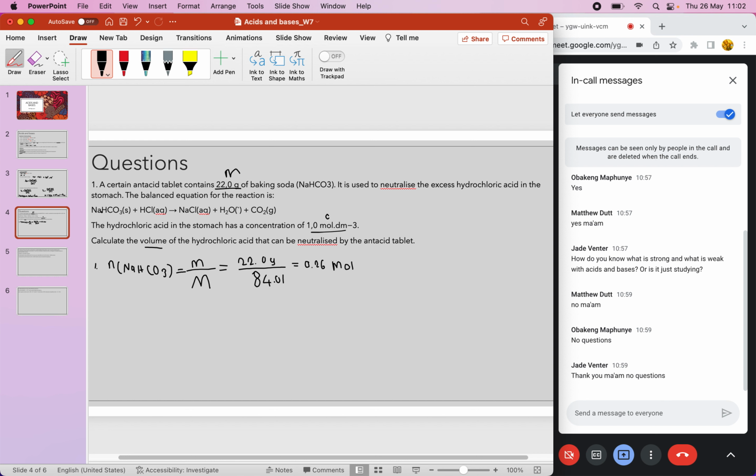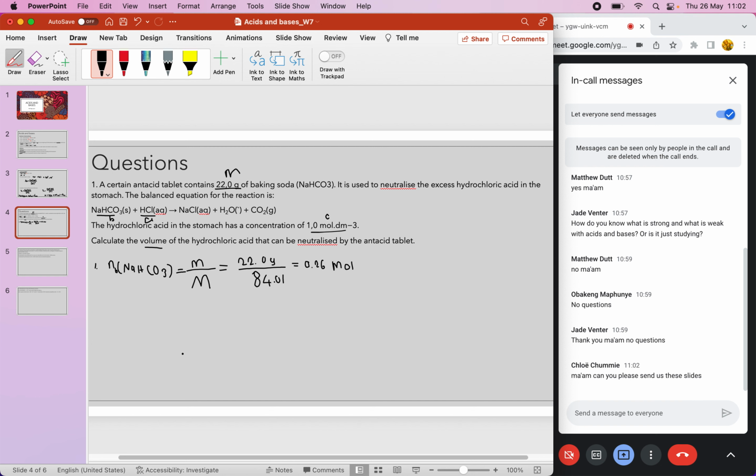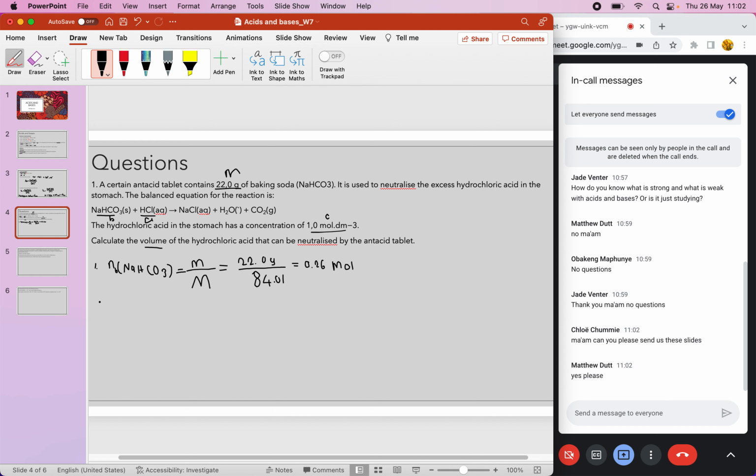Also, before we go further, as you can see, this is a base and this is our acid. At some point we are doing a titration calculation, but in this case it wouldn't be us using the formula, but you will see what I mean. We have calculated the number of moles of the baking soda, but remember, we don't have the number of moles of hydrochloric acid.